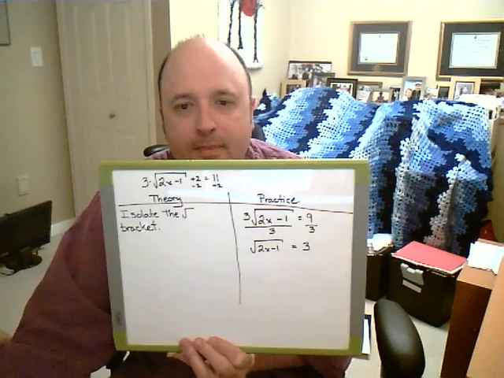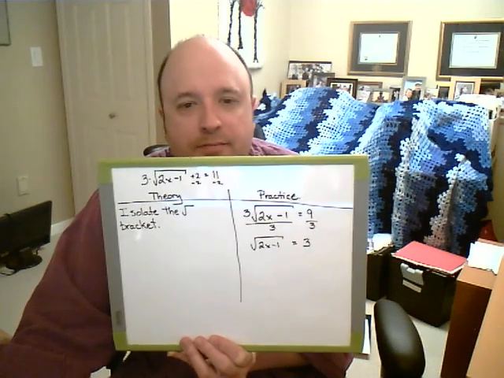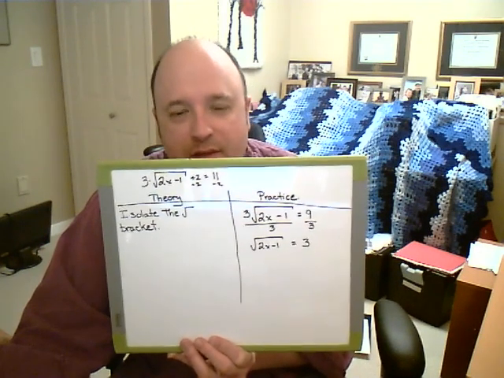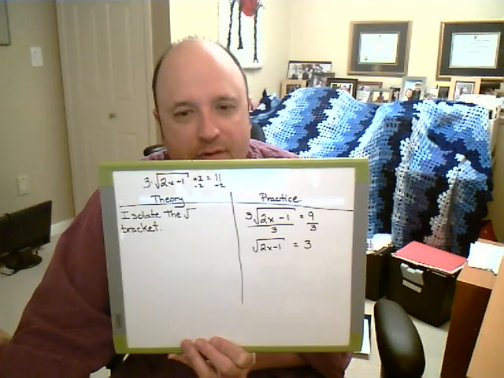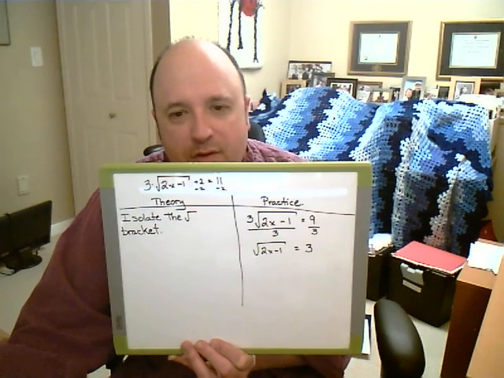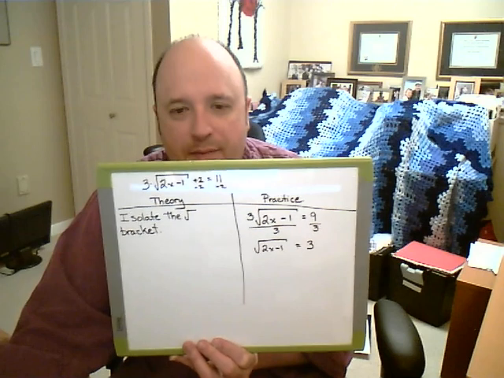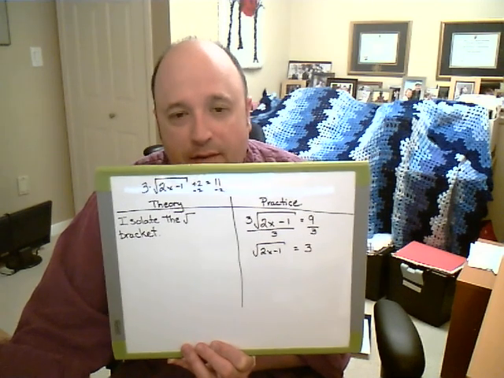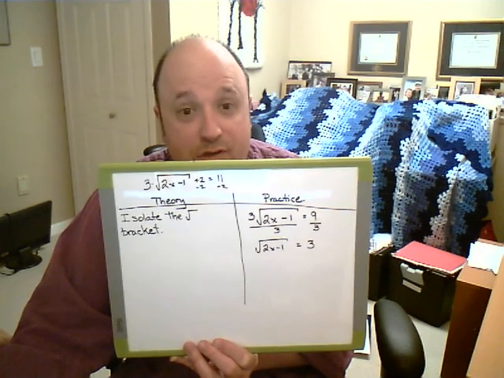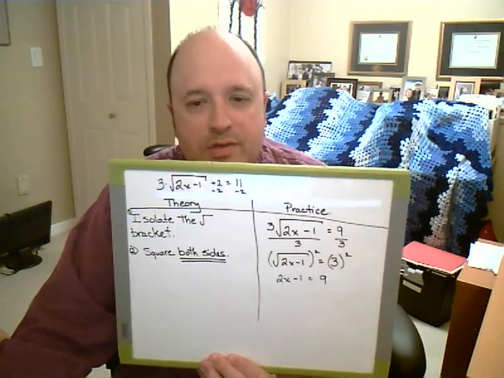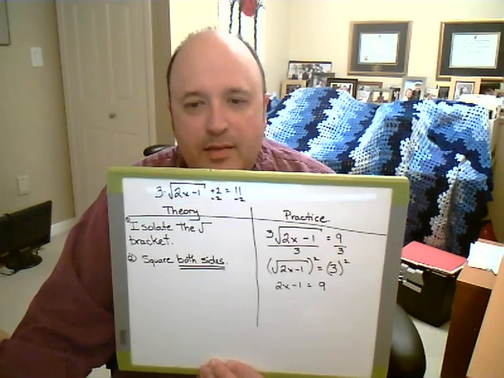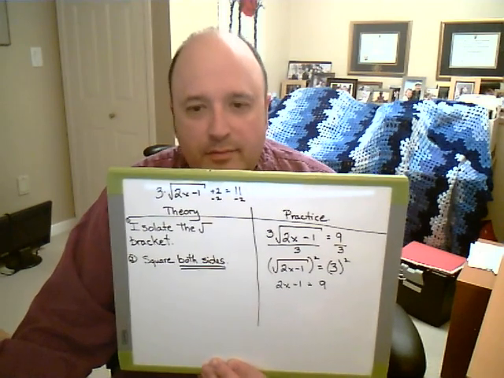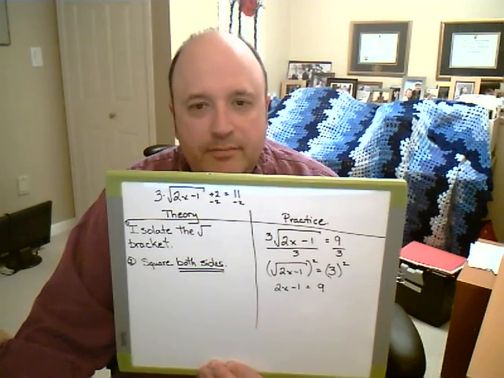So let's do that. Alright, so I had to add minus 2 to both sides, making the 11 a 9, and then I got to get rid of the times by 3 by dividing by 3. So I wind up getting the square root of 2x minus 1 equals 3. I've isolated the square root bracket. Now let's finish it off. Okay, so I square both sides, gets rid of the square root bracket, and then 3 squared is 9. So 2x minus 1 equals 9.